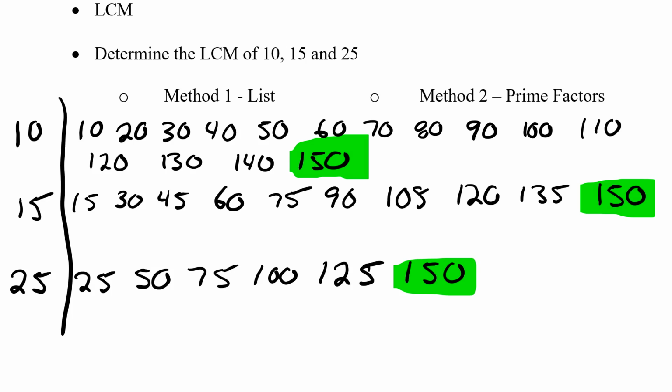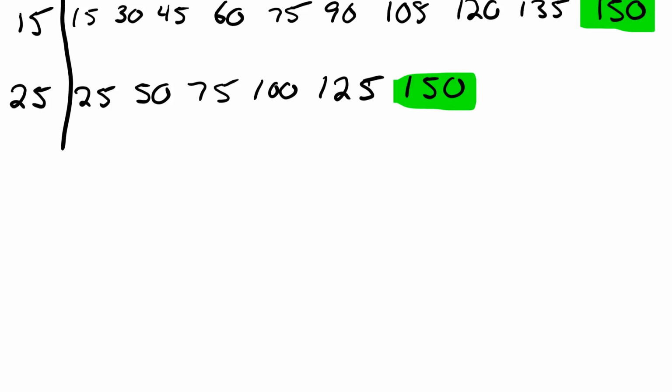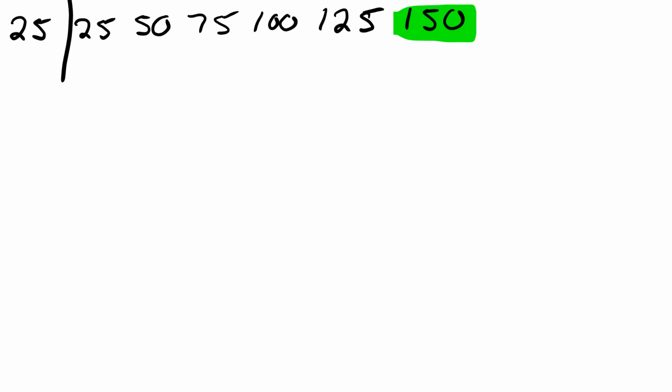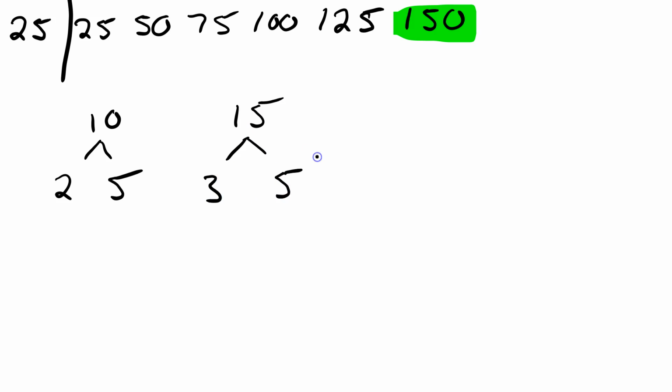So now we have one more way to try this. We're going to try it using our prime factors. So again, we list our numbers. 10. What are the prime factors of 10? 2 and 5. Let's go to 15. What are the prime factors of 15? 3 and 5. And then 25, the prime factors are 5 and 5. Okay, now let's write each of our prime factors and see what we get.